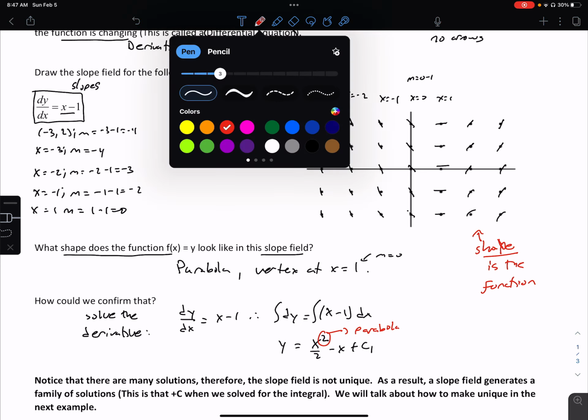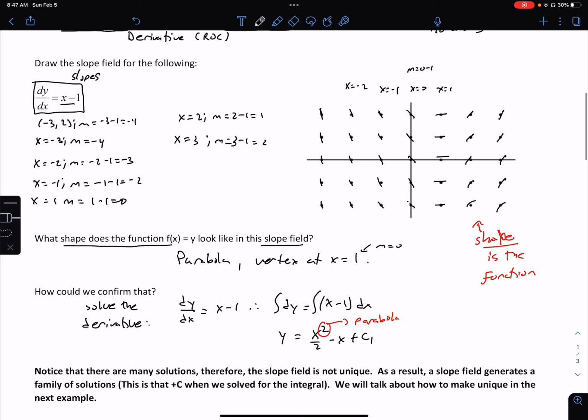Now, let's talk about that plus c for a second. Notice that there are many solutions. There's a lot of parabolas. I have a parabola here. I have a parabola here. I have a parabola here. I have lots of different parabolas, many of them. So we say the slope field is not unique. So you might recall we talked about that earlier. When we have that plus c, it's telling us that the function is not unique.